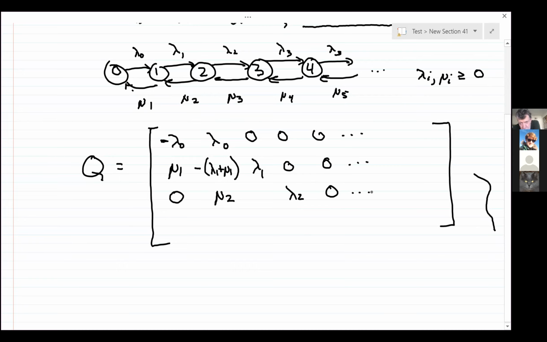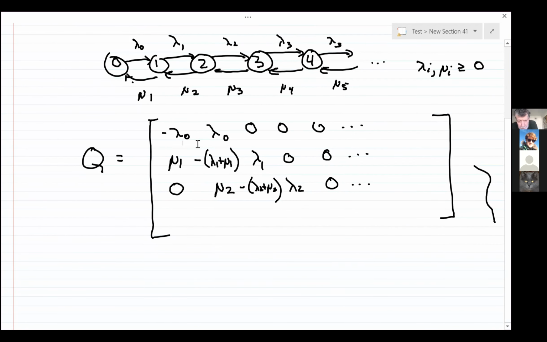So these are zeros the rest of the way. And then this would have to be such that this row adds up to 0. So it would be minus the sum of these, lambda 2 plus mu2. Okay, and this got lost in the shuffle. So this was minus lambda 0. Okay, so this is the pattern.